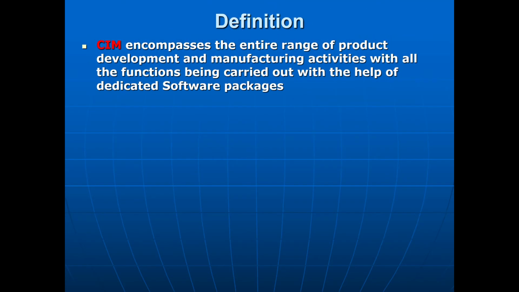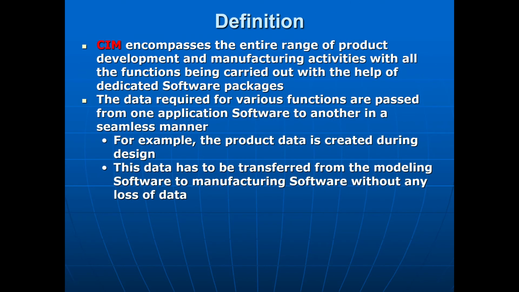Okay. And then CIM encompasses the entire range of product development and manufacturing activities, with all the functions being carried out with the help of dedicated software packages. And then data required for various functions are passed from one application software to another in a seamless manner. For example, the product data is created during design. So in CIM, using SolidWorks, for example, when we design something, we can create the product data for that particular design.